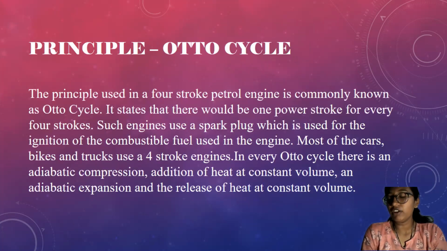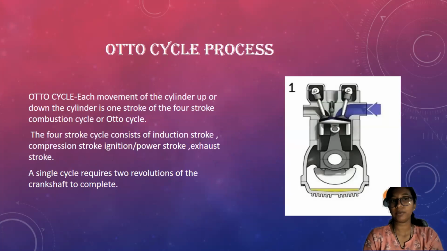What is the principle of the four-stroke engine? The principle of the four-stroke engine is the Otto cycle. It states that there will be one power stroke for every four strokes. Such engines use a spark plug, which is used for the ignition of the combustible fuel used in the engine. Most cars, bikes, and trucks use a four-stroke engine. In every Otto cycle, there is an adiabatic compression, addition of heat at constant volume, adiabatic expansion, and the release of heat at constant volume.